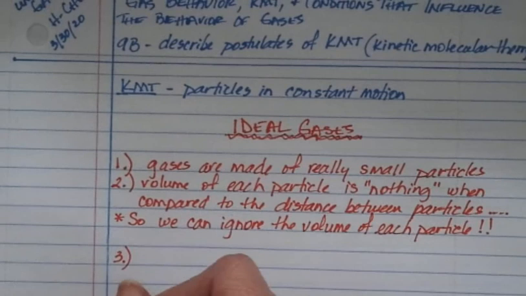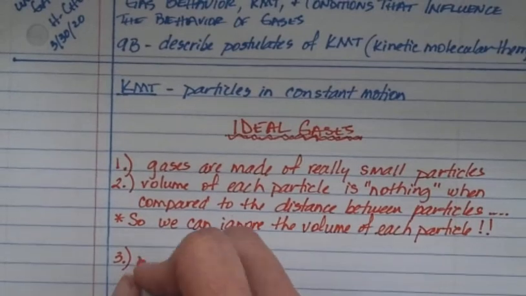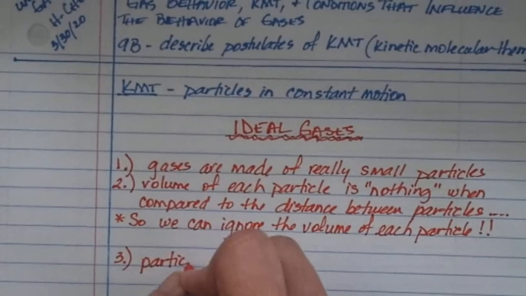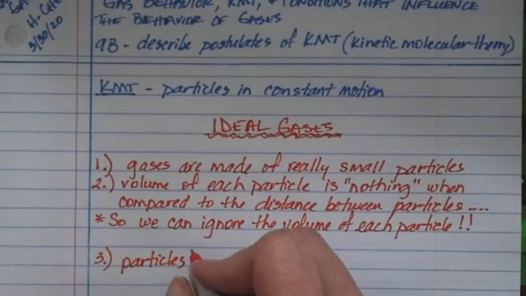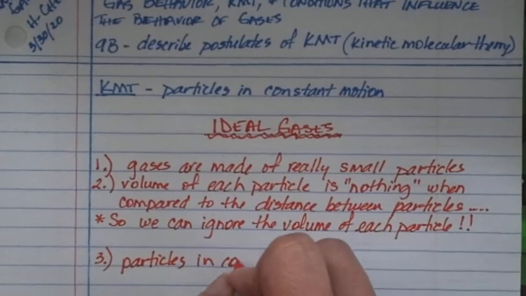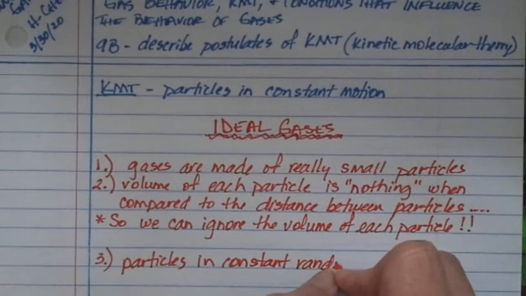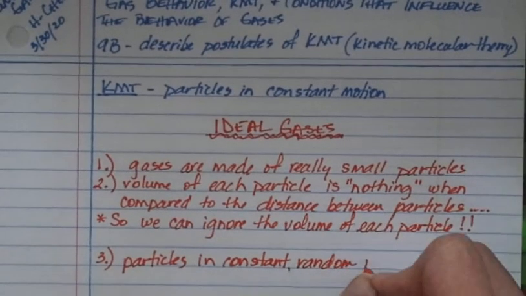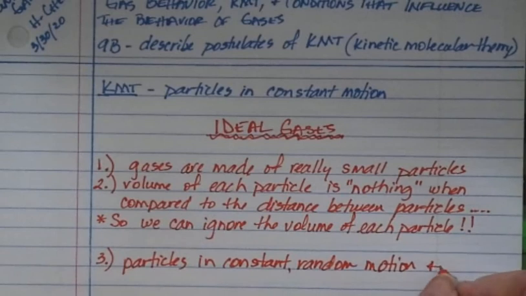The third postulate says that the particles are in constant random motion and are colliding with each other. Okay, that's nothing new again. Particles are in constant random motion, so the little atoms or molecules are just constantly moving around. They hit each other. And they're colliding not only with each other, but also with the walls of the container.